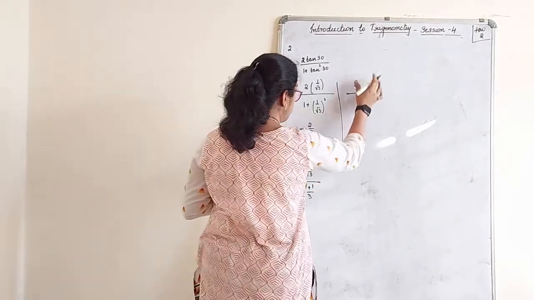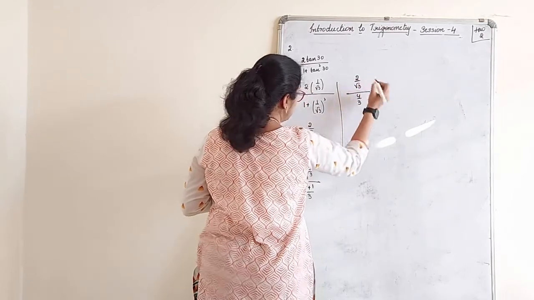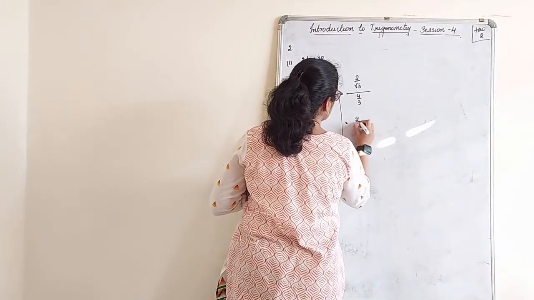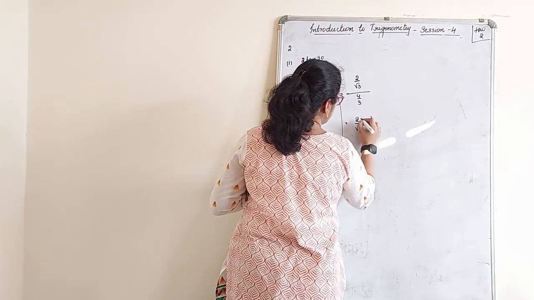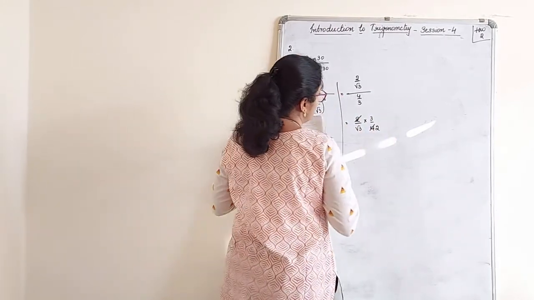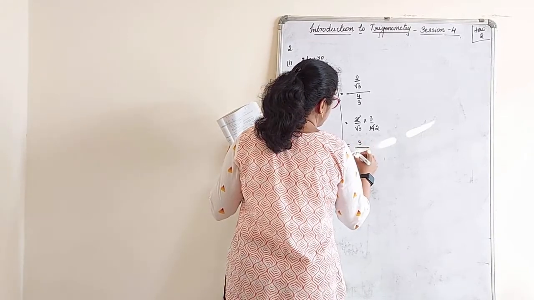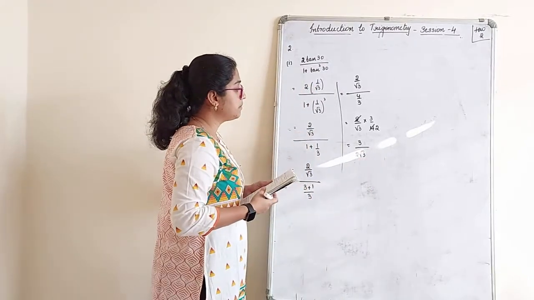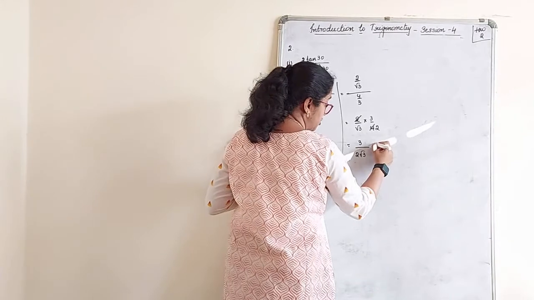So which is nothing but 2 by root 3 divided by 4 by 3. So 2 by root 3 into 3 by 4. So 2 ones are 2, twos are 2. So this is 3 upon 2 root 3. But 3 by 2 root 3, this cannot be the answer. So we have to rationalize it.